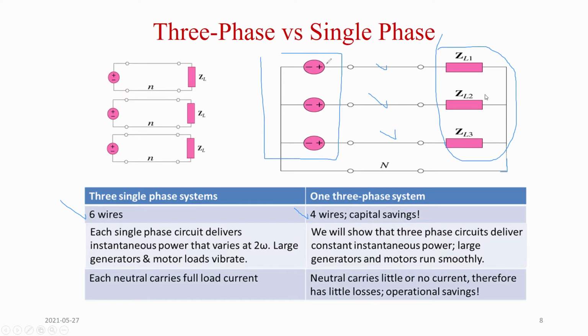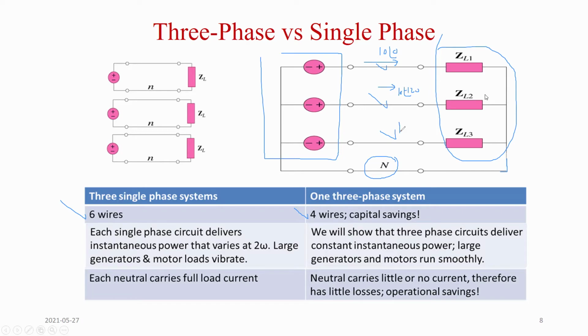Later we will see that in the three-phase system the power is constant. The instantaneous power is constant. Here the instantaneous power is not constant. And if the system is balanced, the neutral current is 0. What does that mean? The current going here is 10 angle 0. The current going here is not going to be 10 angle 0. It's going to be 10 angle 120 or minus 120.